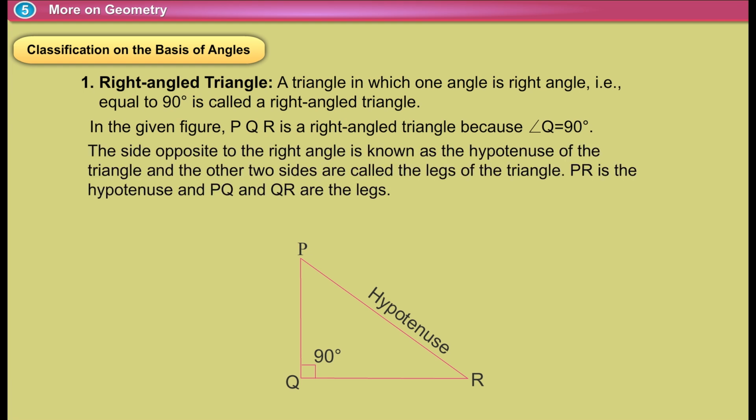The side opposite to the right angle is known as the hypotenuse of the triangle and the other 2 sides are called the legs of the triangle. PR is the hypotenuse and PQ and QR are the legs.